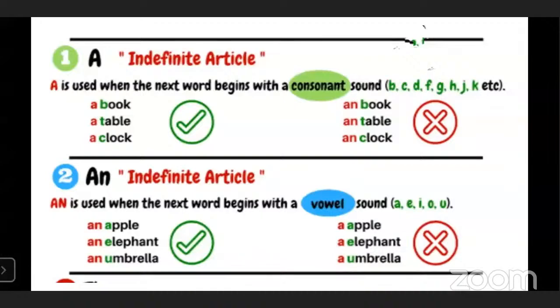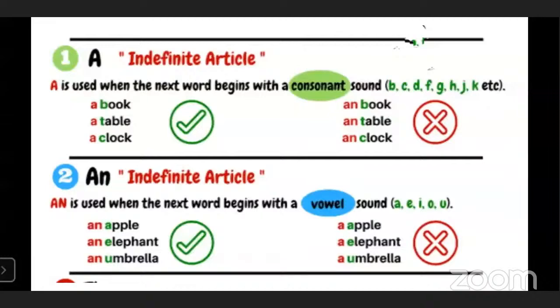Now, the other indefinite article is an. The first one is a, the second is an. Both come in the category of indefinite articles. An is used when the next word begins with a vowel sound. Any noun which begins with a vowel sound, that is the five vowels A, E, I, O, U, we put an before that word. For example, an apple, an elephant, an umbrella. These three words are correct. But if we say a apple, a elephant, a umbrella, it will be considered wrong. We can't say a apple because apple begins with A, which is a vowel sound. Okay, children?